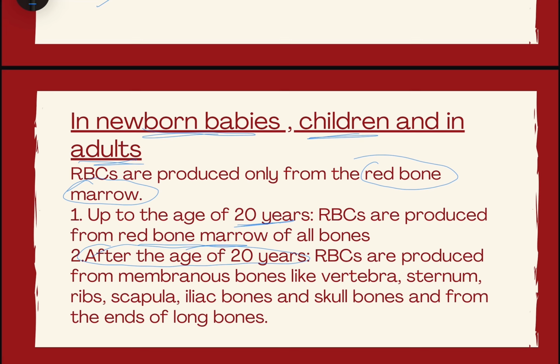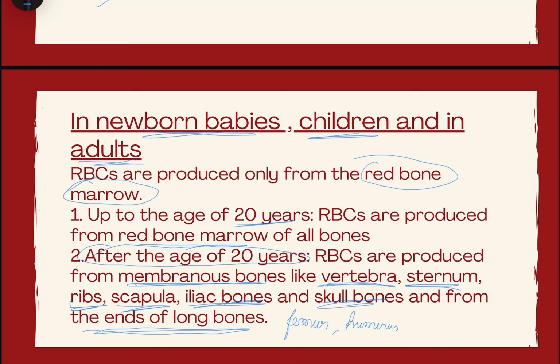But after crossing the age of 20 years, various physiological changes occur, such as the closure of the cleft plate and various other changes. Many bones start to lose their bone marrow. That is why RBCs are then produced from the membranous bones. Now, what are membranous bones? They include the vertebra, sternum, ribs, scapula, iliac bones and skull bones, as well as the ends of the long bones. The long bones being the femur, most importantly, and also the humerus.